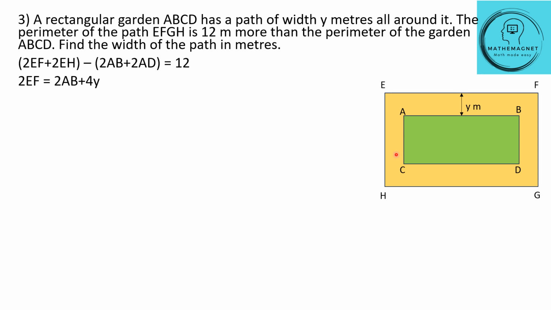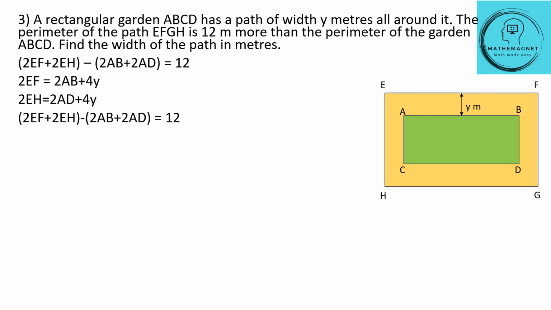Now we also know EF is equal to AB plus 2y, which is y on either side. The width is the same throughout the field. So EF will be equal to AB plus y plus y. So that will be equal to AB plus 2y. So 2 times EF will be equal to 2 times AB plus 4y. In the same way, 2EH will be equal to 2 times AD plus 4y. Same logic: y on either side, and we're doing it 2 times, so it becomes 4y.